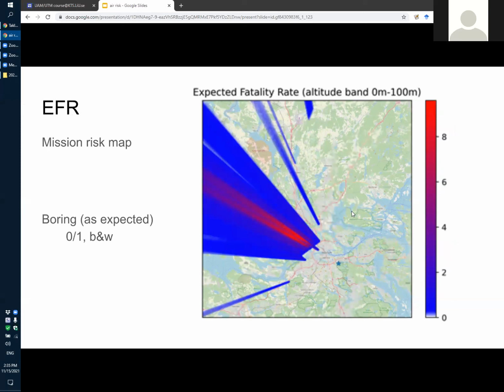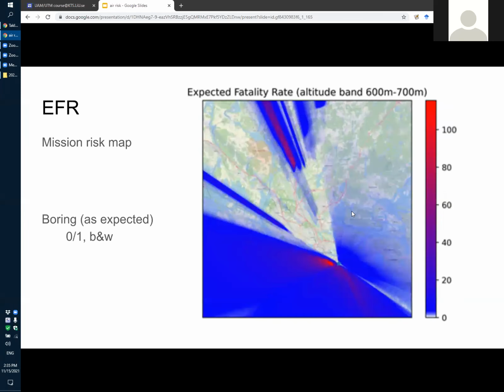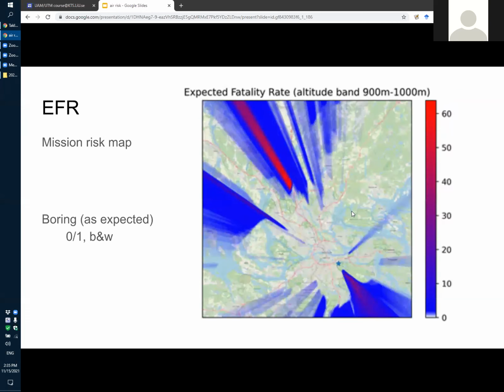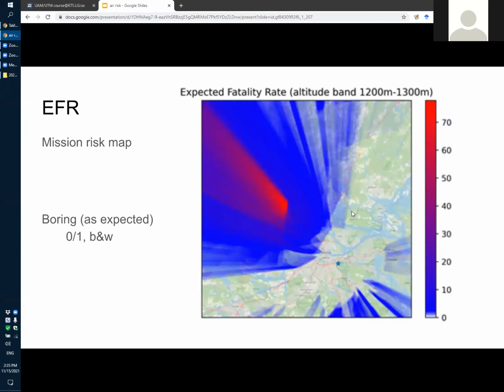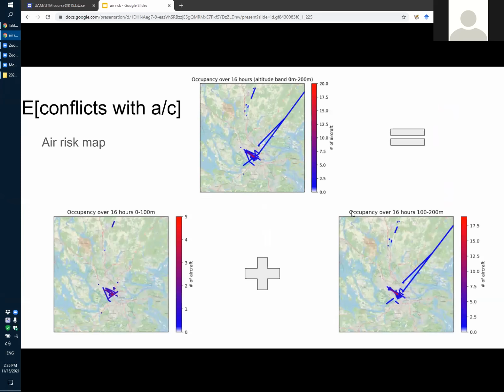And wherever you see blue or red, you cannot fly. Whatever is clear, you can. And again, just flipping through, you can see how the available airspace changes with height. So it gives you some ideas of where the corridors could be located. And 2 more slides just to show the comparison.